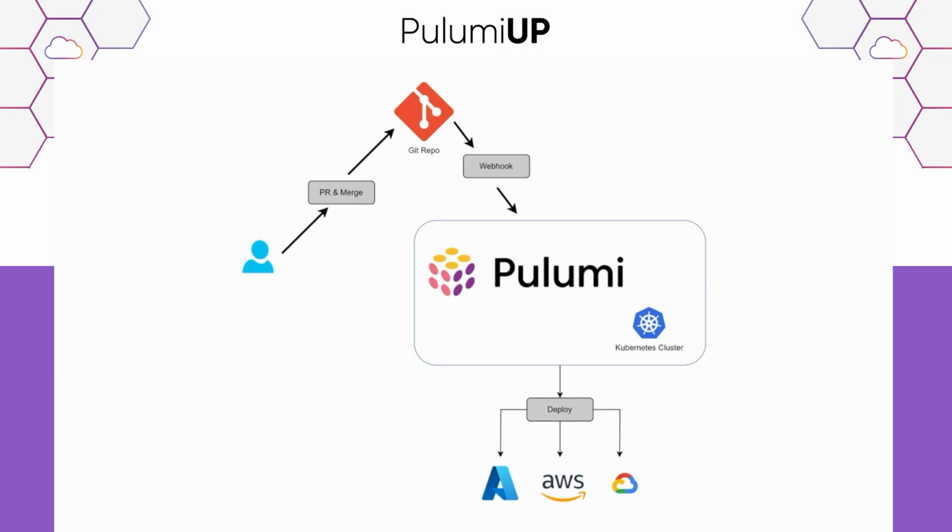And the operator is what's sat there waiting for webhook requests from your Git repo to tell it there's been a change. And it's the thing that's running that reconciliation loop to make sure that what is in Git is exactly what is deployed into the real world, into whatever cloud provider or other provider that Pulumi provides.